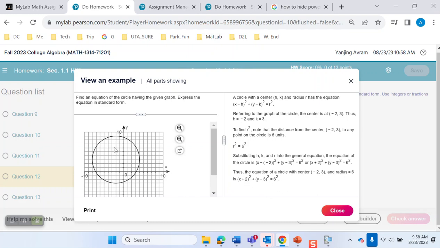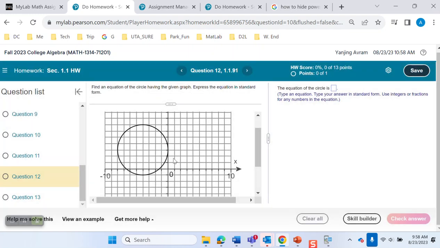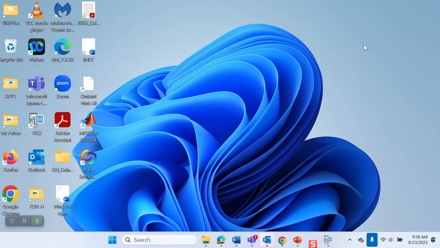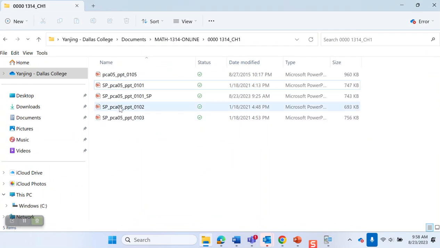Of course, the numbers in this graph are a little bit different from your homework, so you need to come back and do your own graph. You cannot copy the answer from the example that way. So you do your own graph in here and then write down the equation. So that is how you do this type of homework. Any other questions?